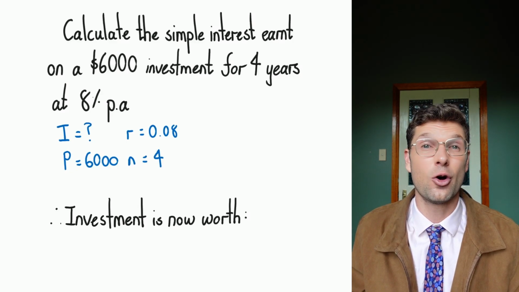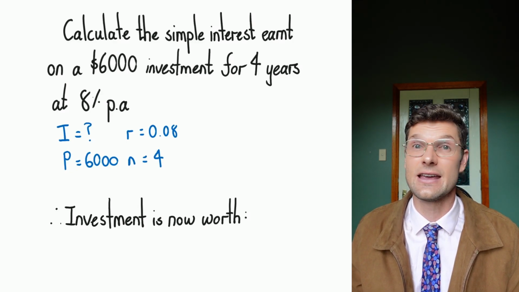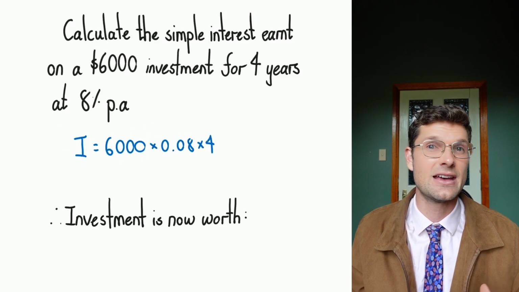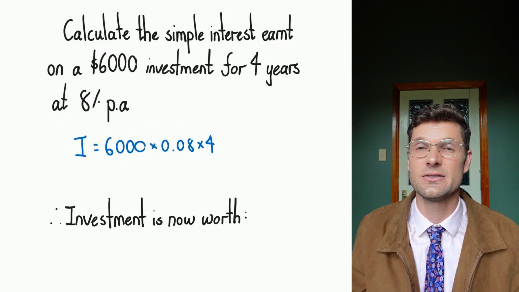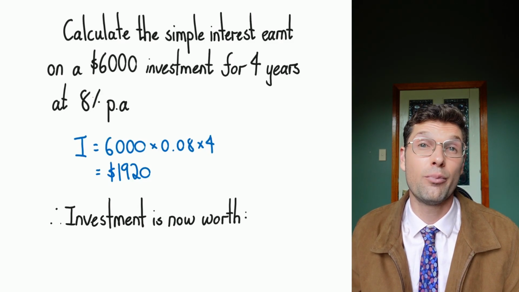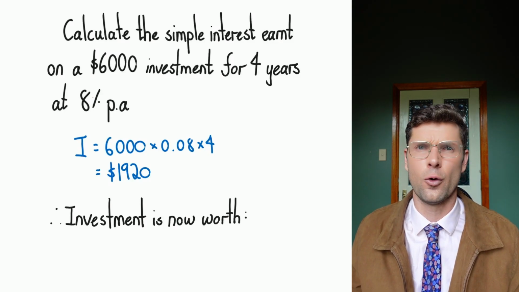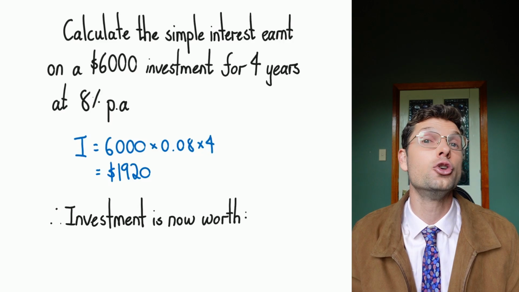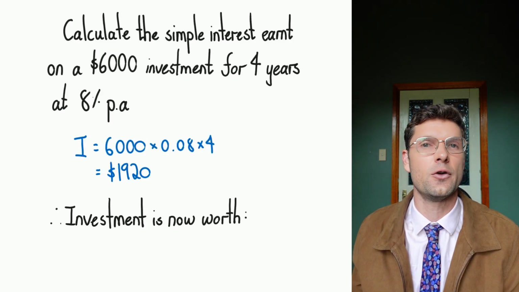So once we've got that, all we have to do is interest is equal to these three things multiplied together. 6,000 times 8% times 4, and that's equal to $1,920. What's really important here is that you didn't just lose $4,000. That's not what happened. You're earning this money on top of your principal.